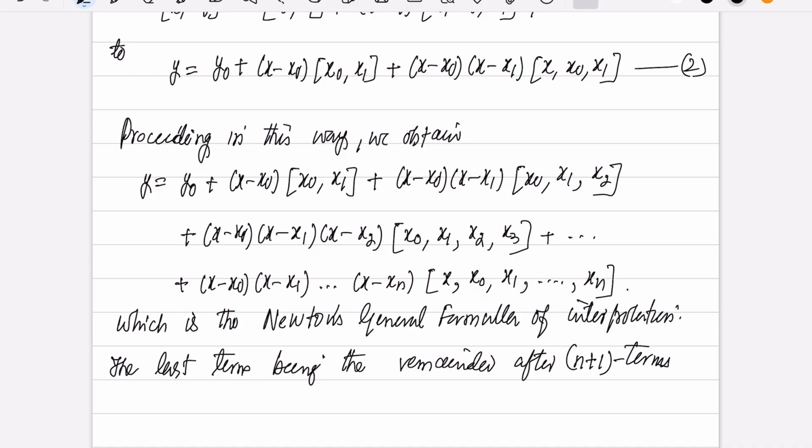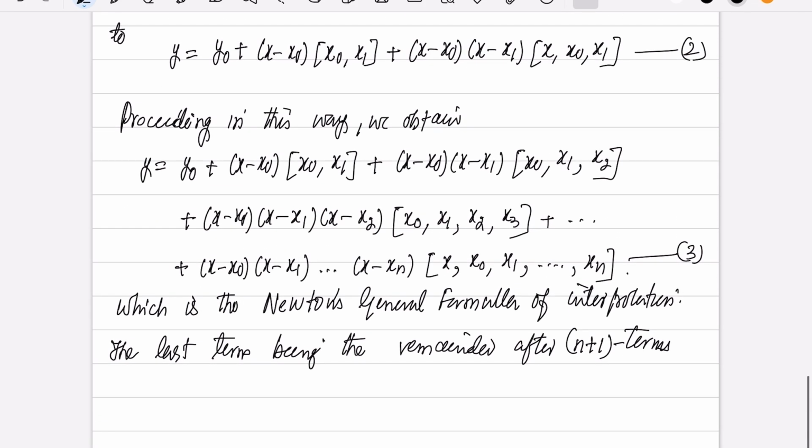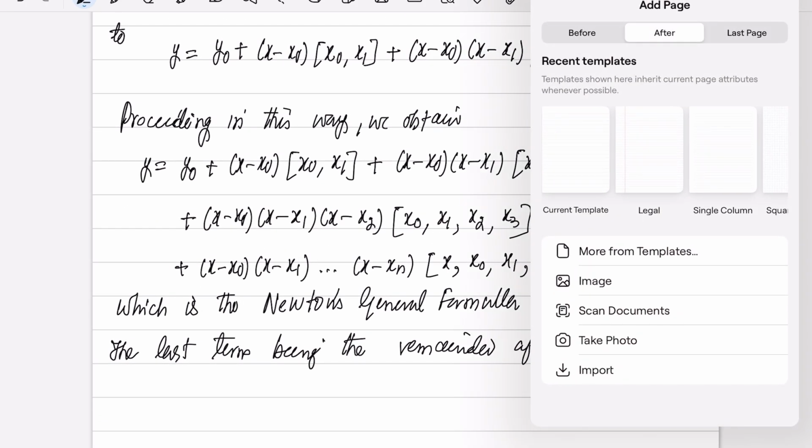So actually this nth equation, which let's call equation number 3 now, has n plus 2 terms on the right hand side. This is the first term, second term, third term, and so this will be the fourth term, and this is the n plus second term. So before this n plus second term we will have n plus 1 terms, and this last term is called the remainder after n plus 1 terms. So this is the general formula of interpolation.